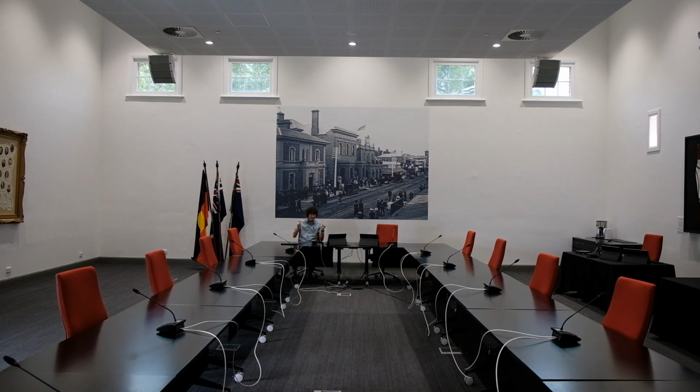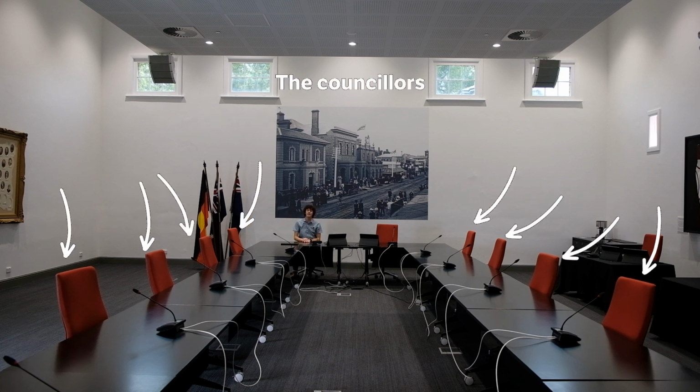Now, while each council may have its own look and feel in their council chambers, representing their respective areas, each chamber generally has the same basic setup. The mayor sits at the front of the room and chairs the meeting. Around the mayor in a big circle sits all of the councillors.